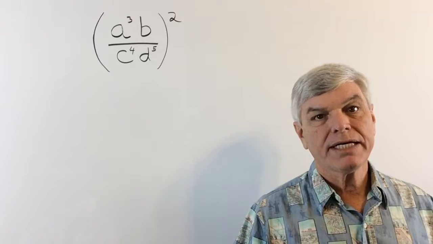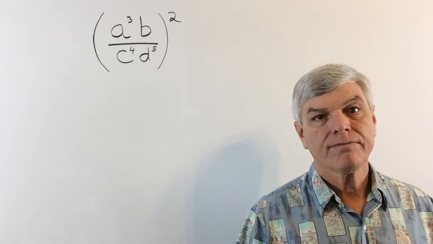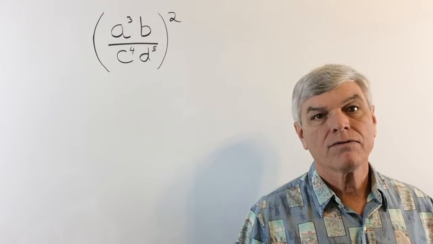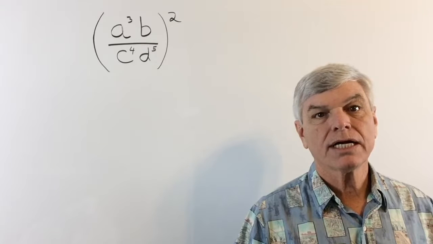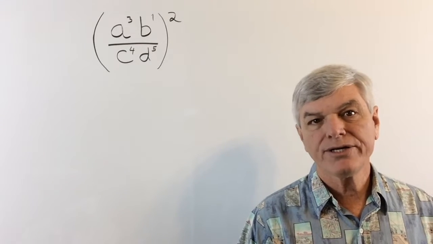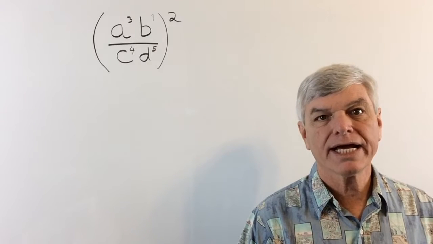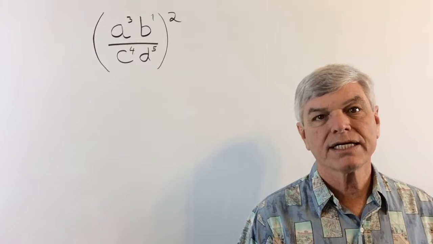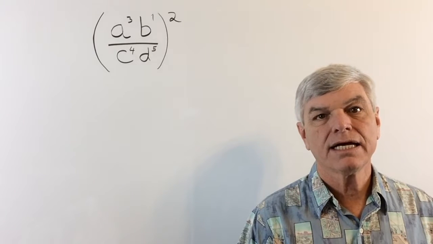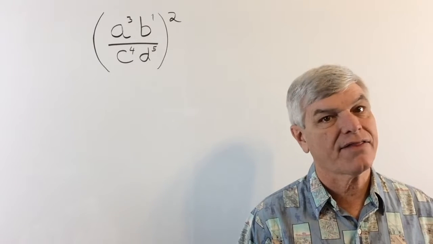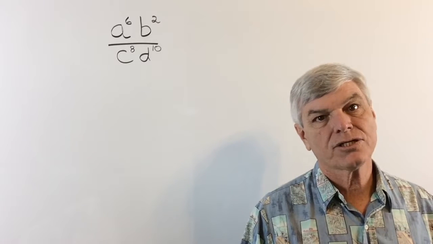What is going to be squared here? Everything in the parentheses. Now, first off, let's put a 1 behind that b. Now I'm not going to do this variable by variable like I did last time. I'm going to do this in one fell swoop. So that's going to be a to the 6th times b squared over c to the 8th times d to the 10th. And that's the solution to that problem.